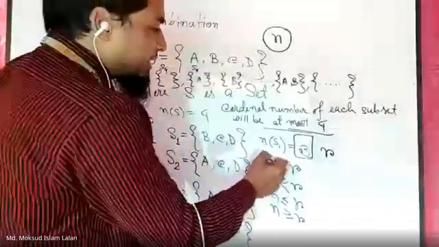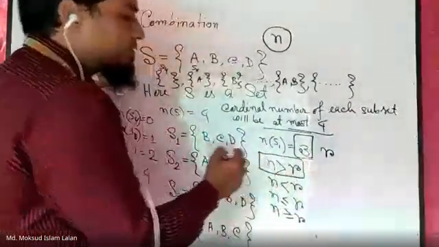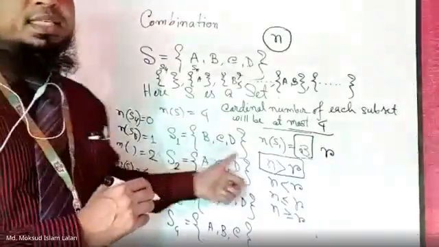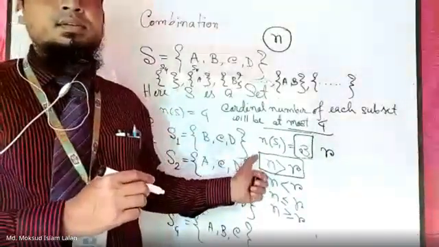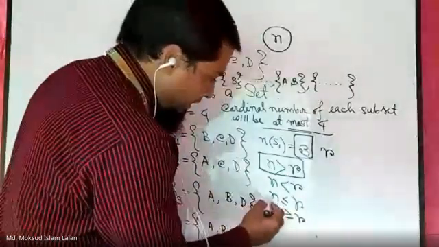Sir, n is greater than r. Are you sure n is greater than r? Are you sure this is strict? Greater than or equal to r, sir. So okay, greater than or equal to r.